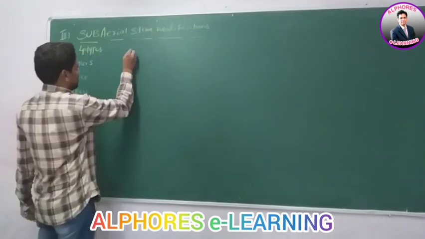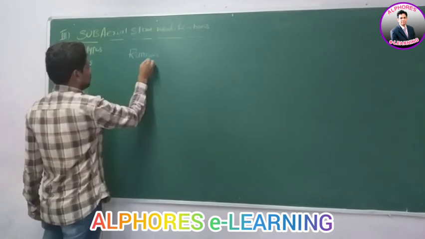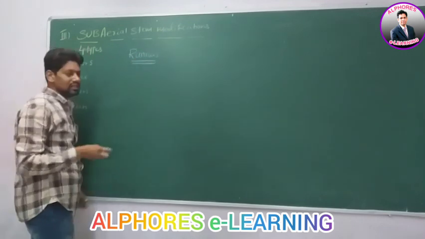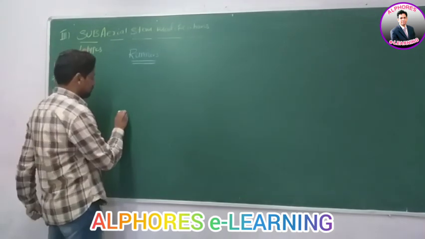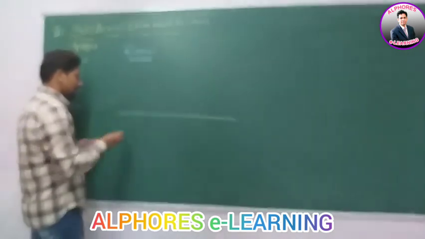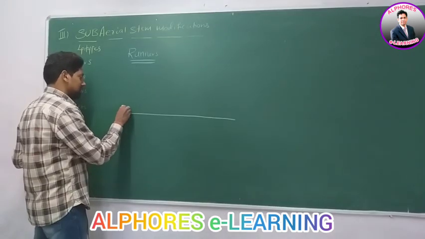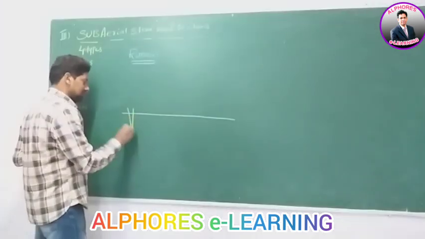Go for the first one. Runners. What is it? Here I am drawing oxalis. Oxalis plant. Oxalis is an example for runners.